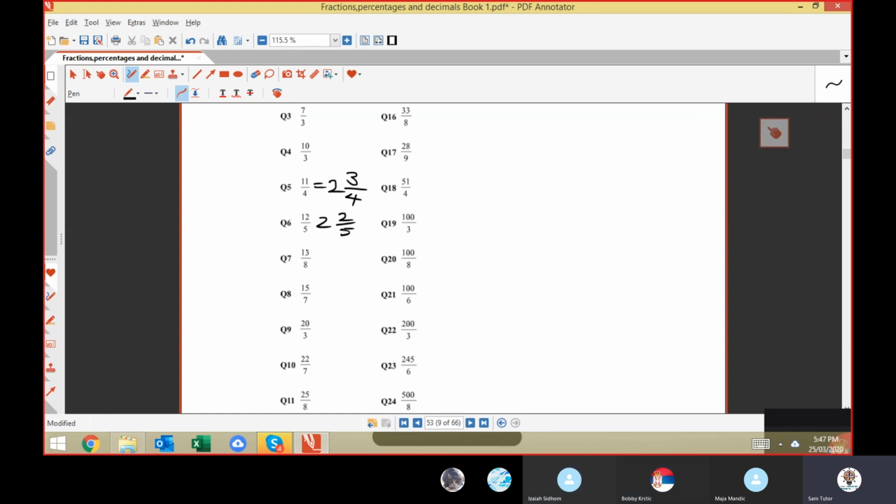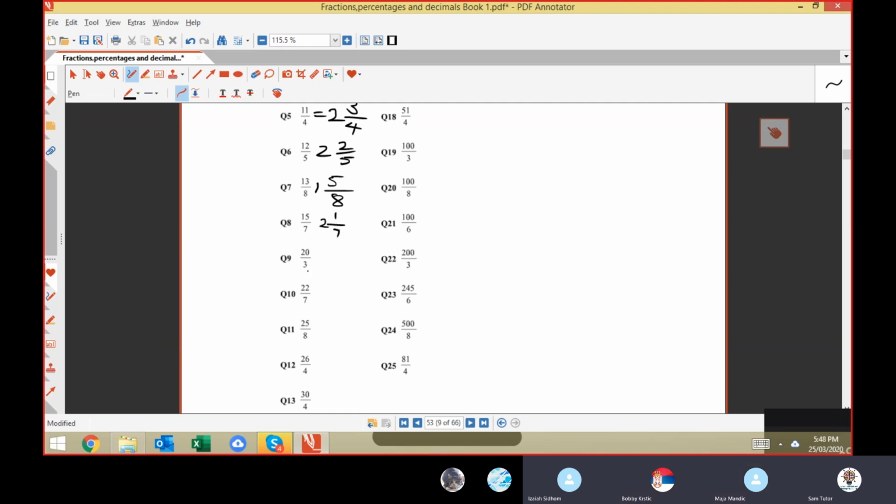Maya, 8 into 13. Once. Remainder 5, over 8. Yep. Good job. Isaiah, 7 into 15. How many times? Twice. 7 times 2 is 14. So how many is remaining from 15 and 14? 1. 1 over 7.